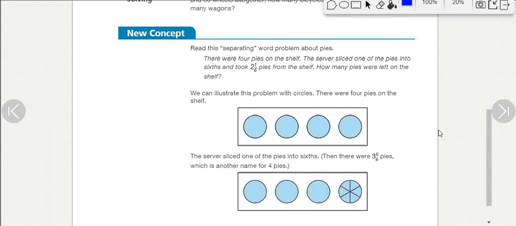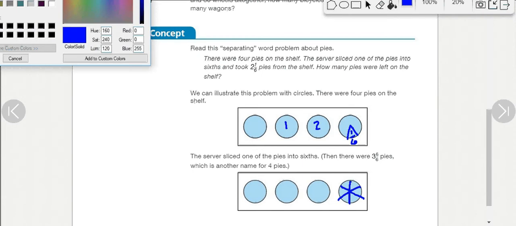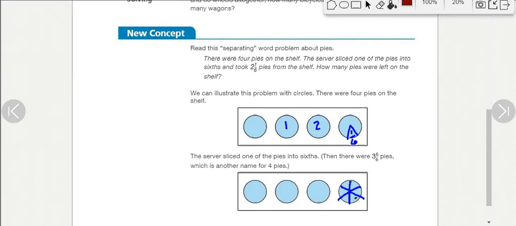I'm going to take 1 pie, 2 pies, and then a sixth, which is about that much, away from the last pie. 1, 2, and a sixth. So in order to get that, I'm going to cut the sixth out, and to make sure it's an even amount, I cut it into sixths, like that. And I'm going to take one of the sixths away, right? And then take this one away, take this one away.